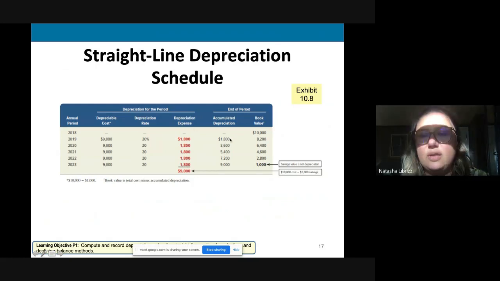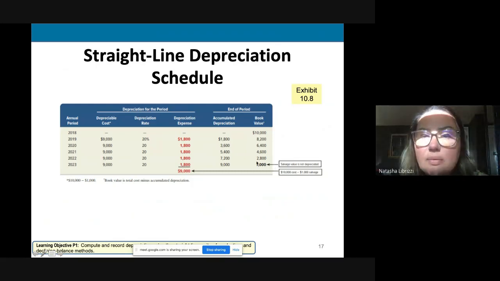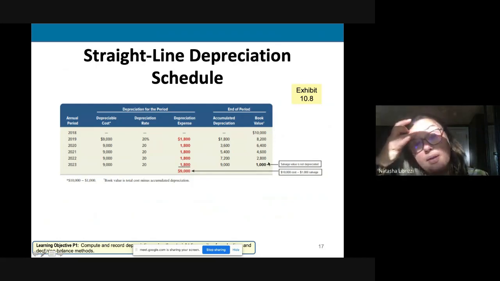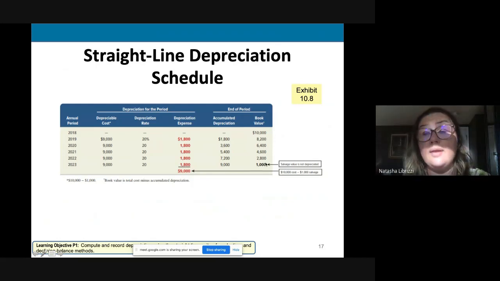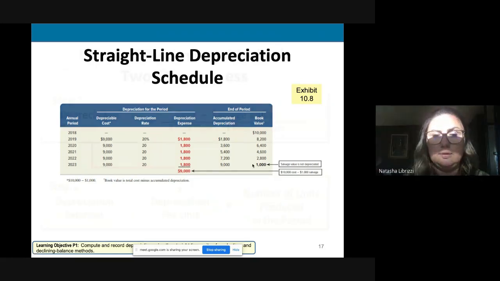Accumulated depreciation, 1,800. Book value, remember, is what you bought it at, less any depreciation you have taken prior to that day. And we always stop right at the salvage value of the asset. So at year 5, if you're still using it and you still think you're going to sell it for $1,000, it will be sitting on your books at 1,000.